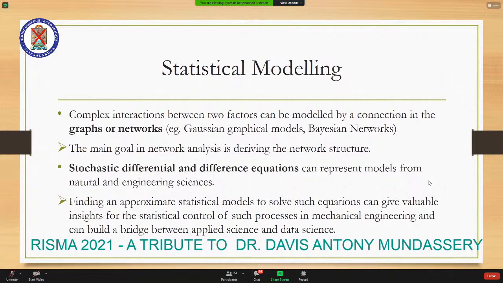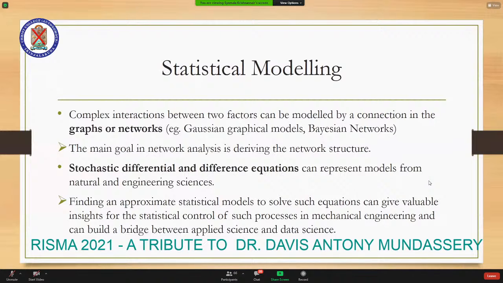The main goal in network analysis is deriving the network structure. There are procedures that we can follow when we want to apply Bayesian networks and also Gaussian graphical models. The other one is that stochastic differential and difference equations can represent models from natural and engineering science. Most of the engineering and natural science areas use stochastic differential and difference equations for statistical modeling. Finding approximate statistical models to solve such equations can give valuable insights for the statistical control of such processes in mechanical engineering and can build a bridge between applied science and data science.